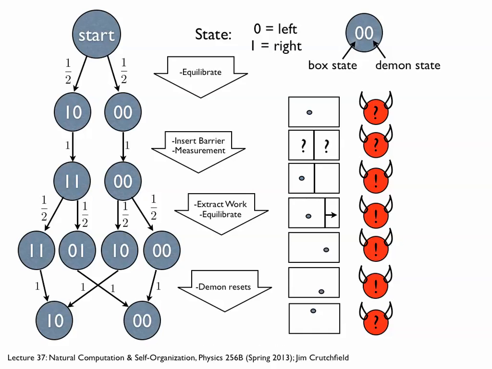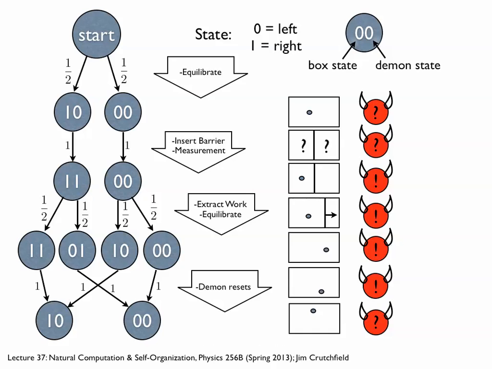And the first thing you do is you let the particle equilibrate with the box, meaning that its distribution becomes uniform over the box, so you have 1/2 probability of being on the right side and 1/2 probability of being on the left side. But the daemon, in either case, is in its default state, in its reset state. And then you insert the barrier and do a measurement. So here you've inserted the barrier, and the daemon doesn't know what's going on, and then it does a measurement. It's on the left. And in this step, you move from the reset state for the daemon to the state that's synchronized with the box state. And then you do the work extraction and equilibration process.